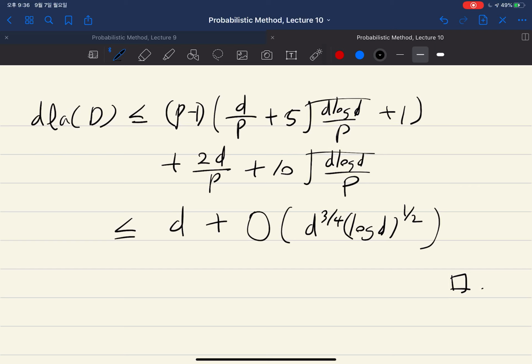And in the next video we will talk about some slight generalization of the local lemma that I mentioned before, which is called the lopsided local lemma.